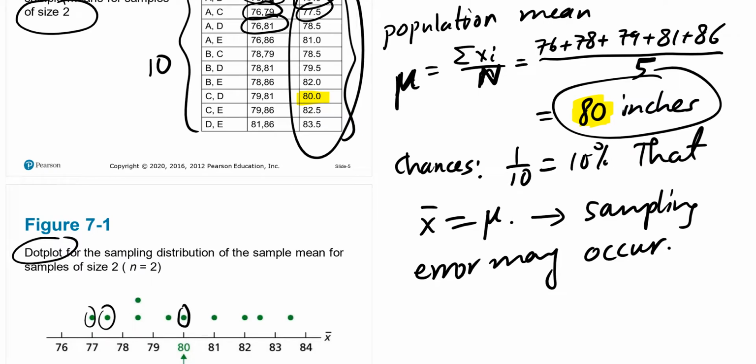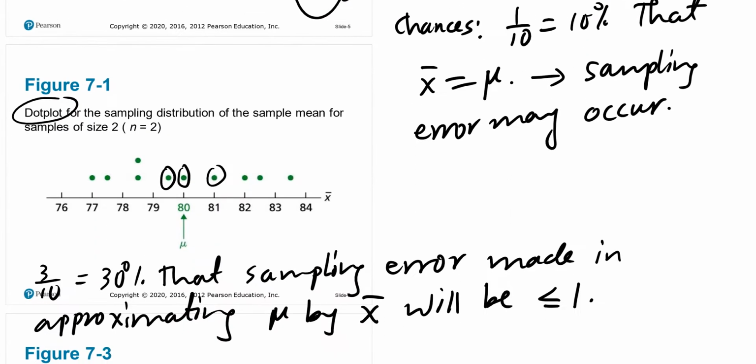But sometimes researchers like to look at within 1 unit or 1 inch from the population mean, how many points are there? Well, if you go up 1, there's this one. If you go down, there's 1. So in total, within 1 inch from the population mean, there are 3 dots out of 10. So 3 out of 10. The ones that I circled, 3 out of 10. So we can say 30%. The dot plot shows that 30% of the time the sampling error made in approximating mu by x bar will be less than or equal to 1 inch. So that's within 1 inch.